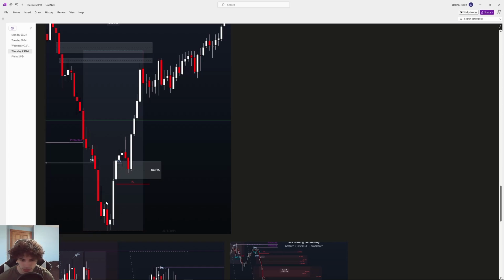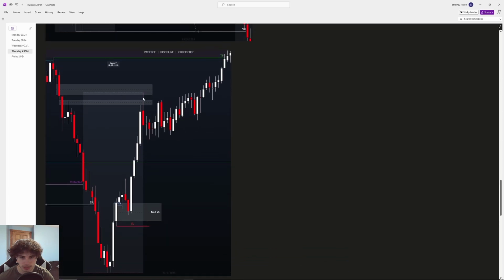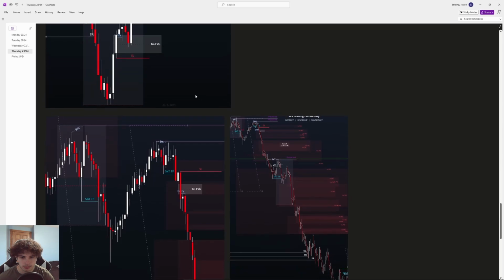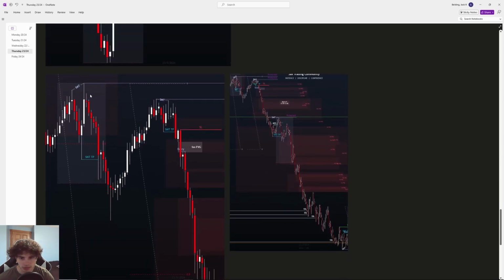This would be your high that we displace above. 1 minute fair value gap created here. This will be your entry, stop at the candle's low, and we come all the way up. And you could take a TP at these fair value gaps and also this high right here. This high then enters a bullish or a bearish fair value gap.